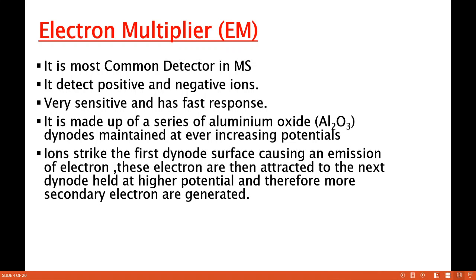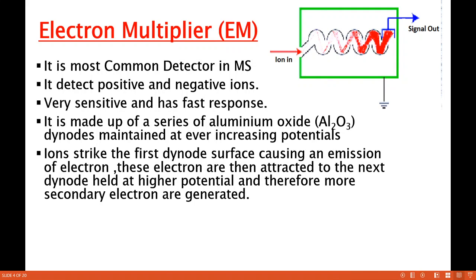So, ions strike the first dynode surface causing an emission of electrons. These electrons are then attracted to the next dynode held at higher potential and therefore more secondary electrons are generated. This point gets clear by studying this figure of the electron multiplier. See here, what exactly happens? These are the dynodes, a series of aluminum oxide, arranged in series.